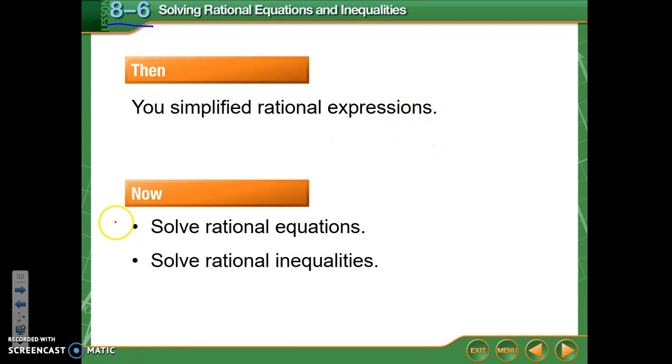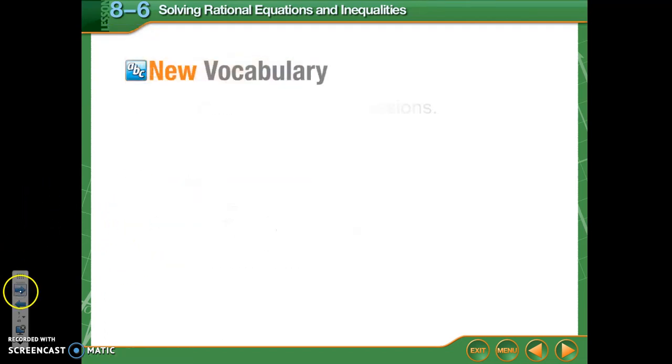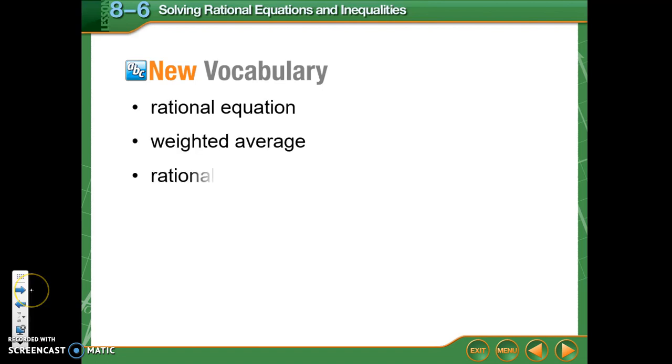So those are our two goals for today, solving rational equations and solving rational inequalities. All right, the vocabulary you need to be on the lookout for is rational equation, weighted average, which we'll actually see in the next video, and rational inequality.